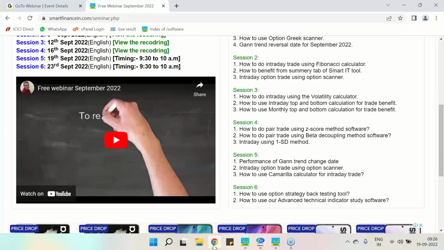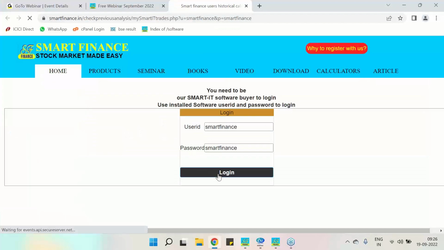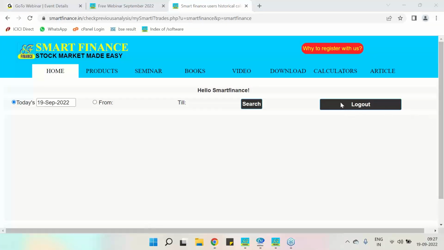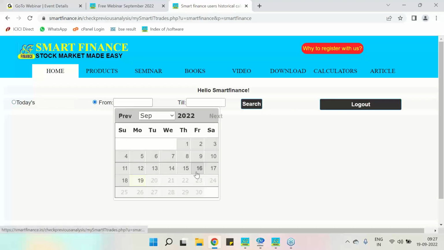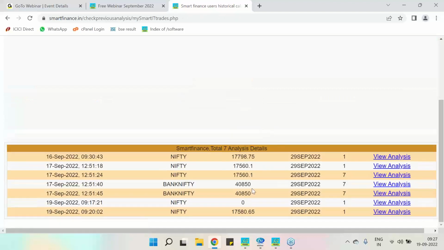Today I will be discussing the Gann trend, change date, performance, option scanner, and Camarilla. But we'll first see what the weekly level is that the software has suggested. That is very important. So here I'll be going with the 16th to today. Here is the weekly trend analysis; I have done it for Nifty and Bank Nifty.